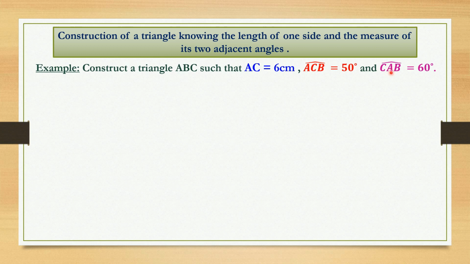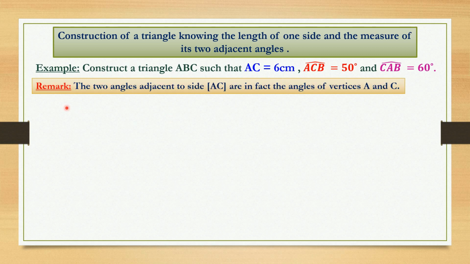and here they gave us the angles of vertex A and of vertex C. They gave us the measure of the two angles of vertex A and of vertex C. Remark: the two angles adjacent to side AC are in fact the angles of vertices A and C. So the extremities of segment AC, A and C, are the vertices of these two angles.